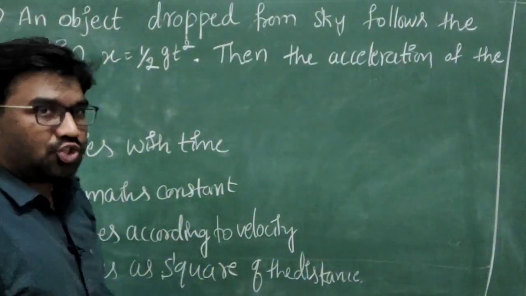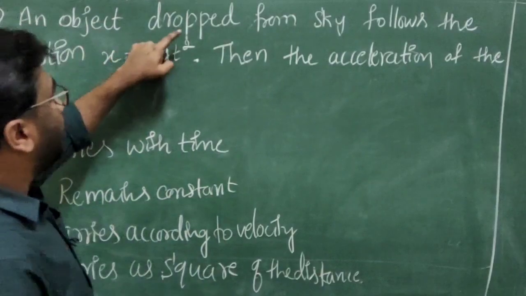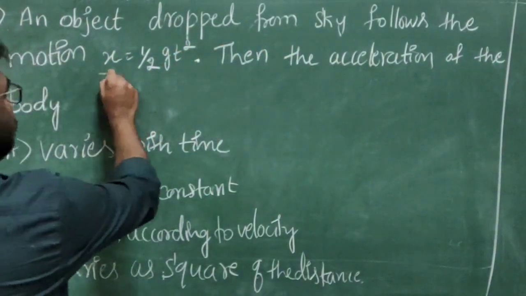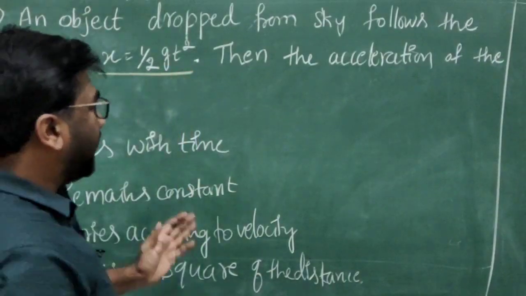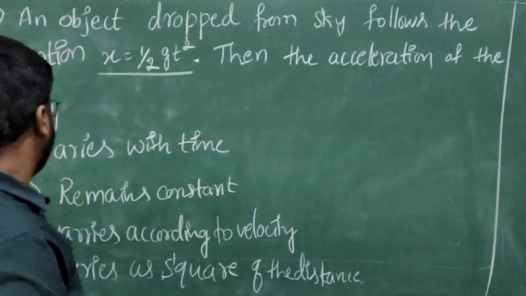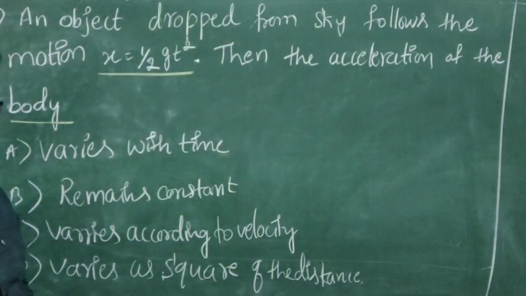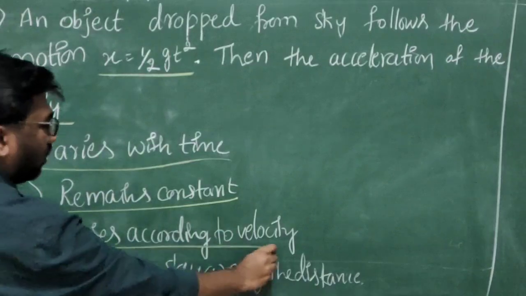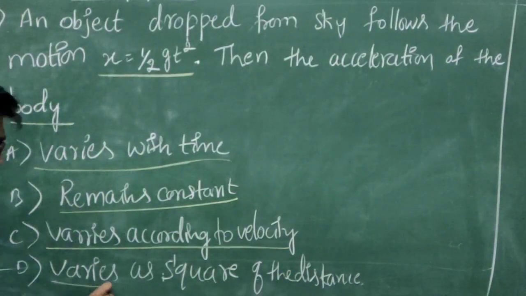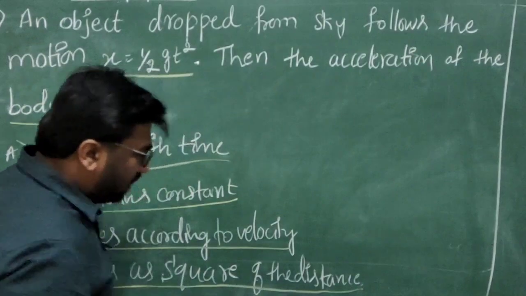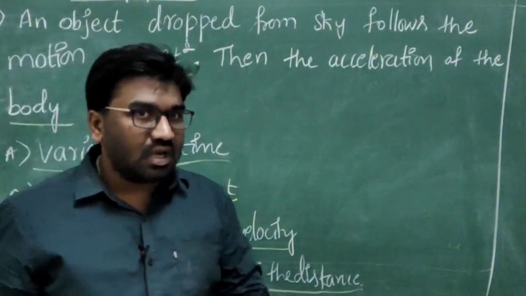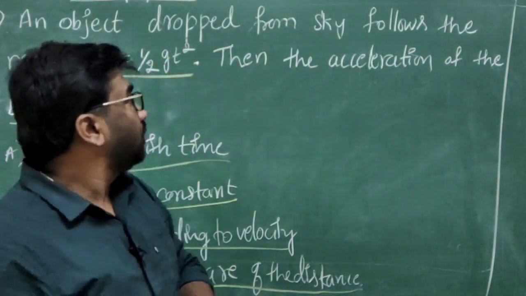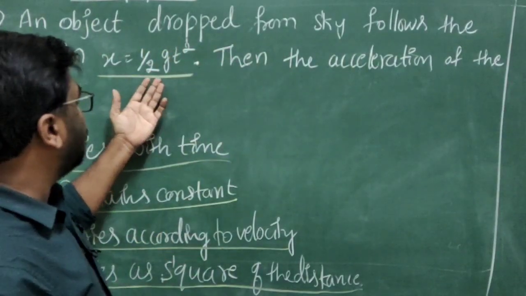So here the question is like this: an object dropped from the sky follows the motion x is equal to half g t squared. Then the acceleration of the body varies with time, remains constant, varies according to velocity, or varies as the square of the distance. So the concept is very simple here.